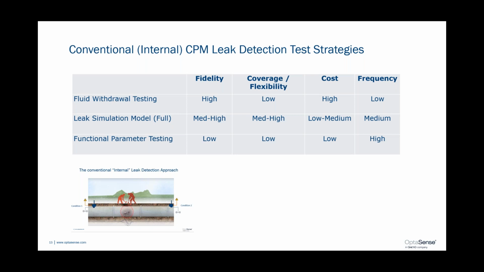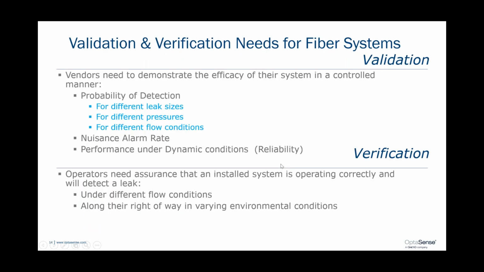The second 2 approaches are both elements of modeling, either a full leak simulation model where you can propagate statistics through a virtual pipeline. Again, they can be quite costly to set up, but they are very precise. And then at the very low end is functional parameter testing. Switch off the result from one of your sensors and follow the flow of alarms that propagates through the system. That can be done quite quickly. So how can we compare to that with our approach?